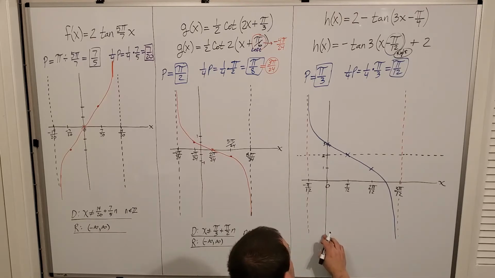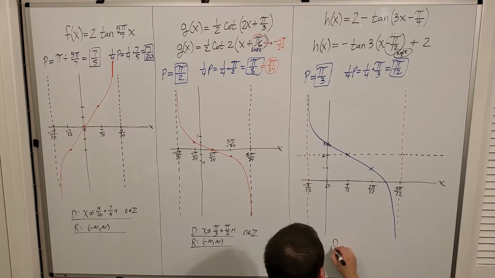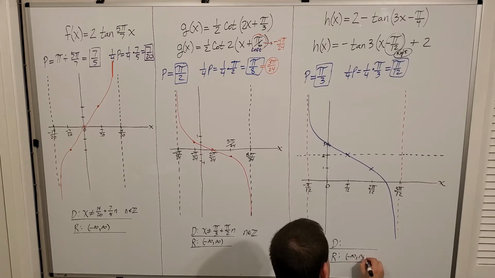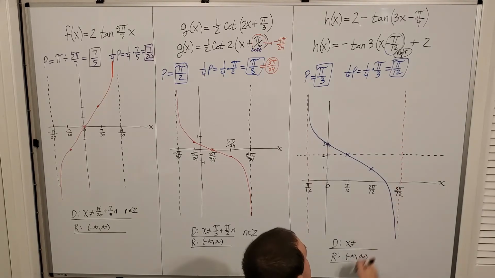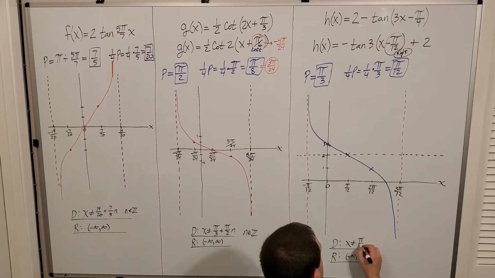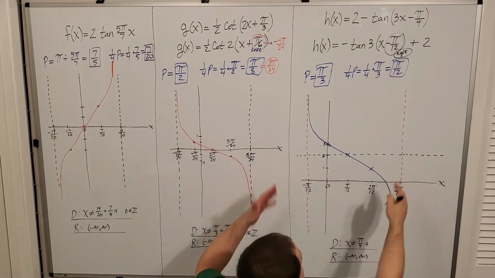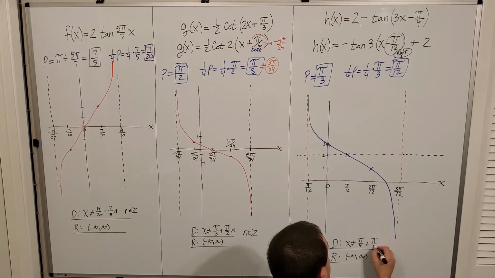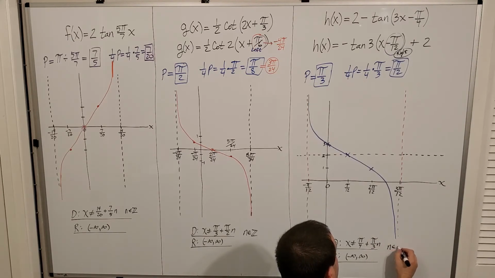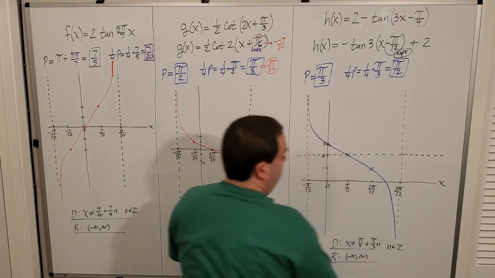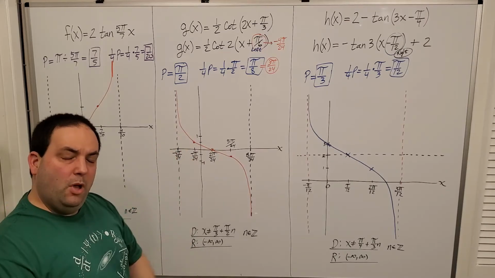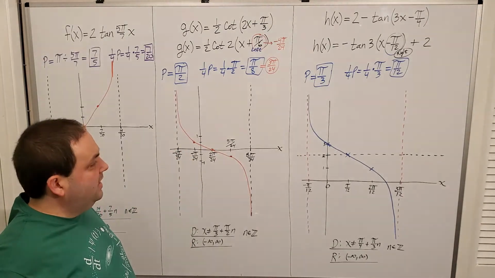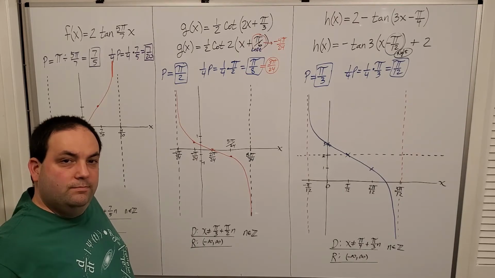So let's finish up with domain and range here. Range is negative infinity to infinity. Domain is going to be everywhere x cannot be. Let's do 3 pi over 12, which is pi over 4, plus period is pi over 3 times n, and n can be any integer. Okay? So I hope this has helped you sum up being able to graph all 6 of the main trig functions.